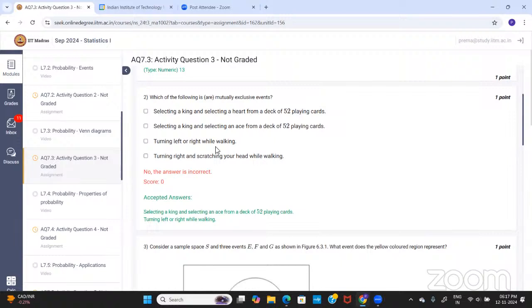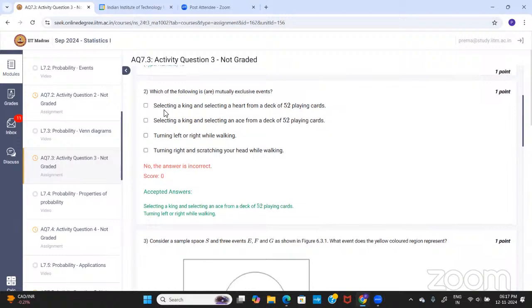Yeah. So here you can see selecting a king and selecting a heart. There is a possibility that you may select the king card from the hearts, so this will not be a mutually exclusive event, right? But in the second case, selecting a king and selecting an ace, king and ace are two different cards, right? So that cannot occur at the same time. If you're selecting a card, either it will be a king or an ace or a different card. So these two will be mutually exclusive events.